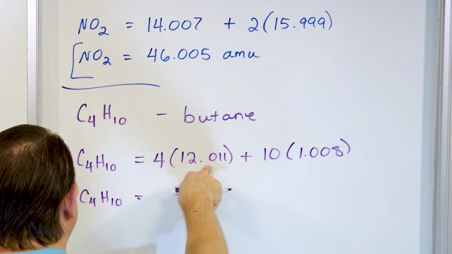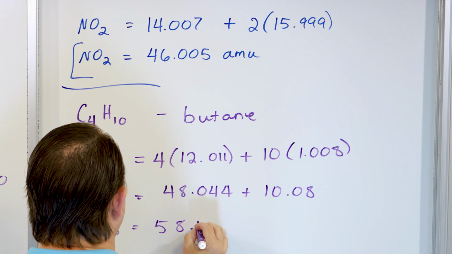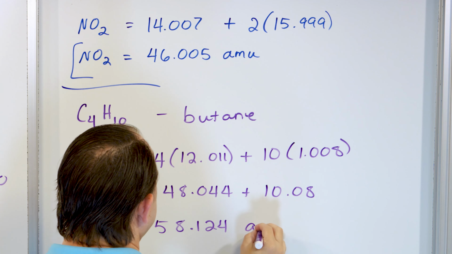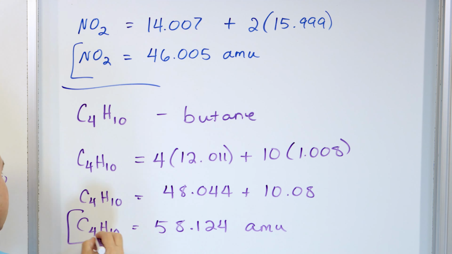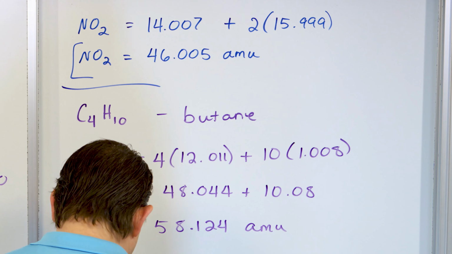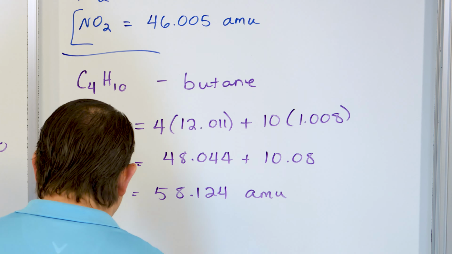You get 48.044. And when you take 10 times 1.008, you get 10.08. And so for C4H10, when you add these together, you get 58.124, and that's atomic mass units. All right, 58.124 atomic mass units. Moving right along, we can speed up just a little bit.